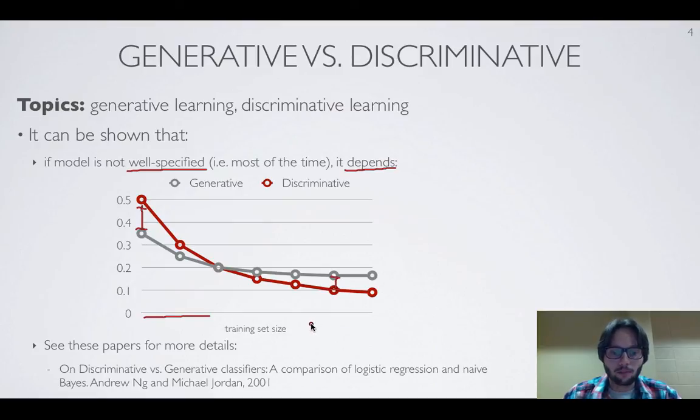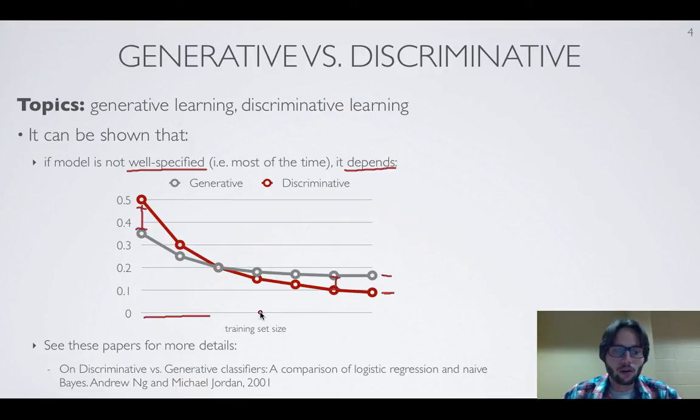In fact, more specifically, discriminative learning will converge to a smaller asymptotic error, asymptotic error being the error your model would get if you had an infinite amount of training data. So it has a smaller asymptotic error than generative learning, which won't be able to do as well even with an infinite amount of training data.